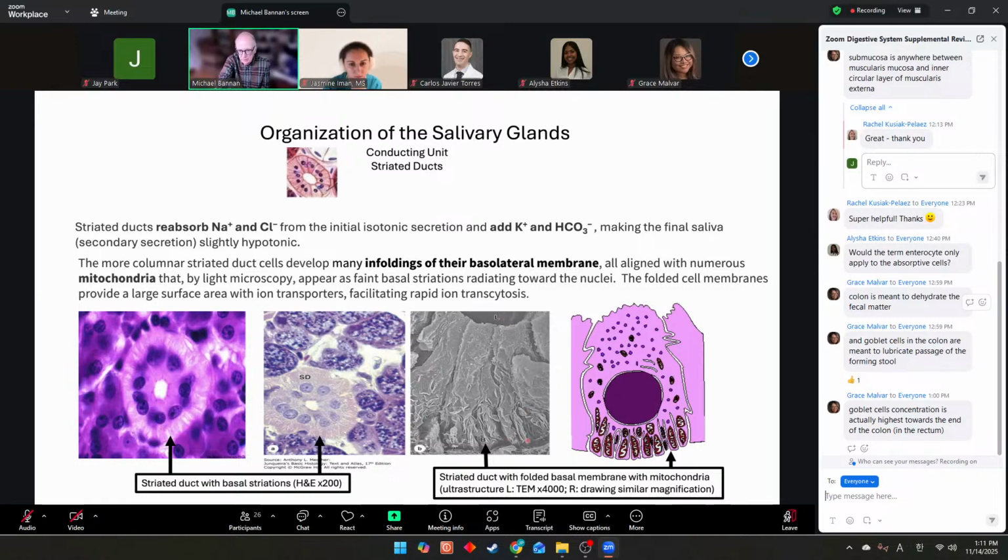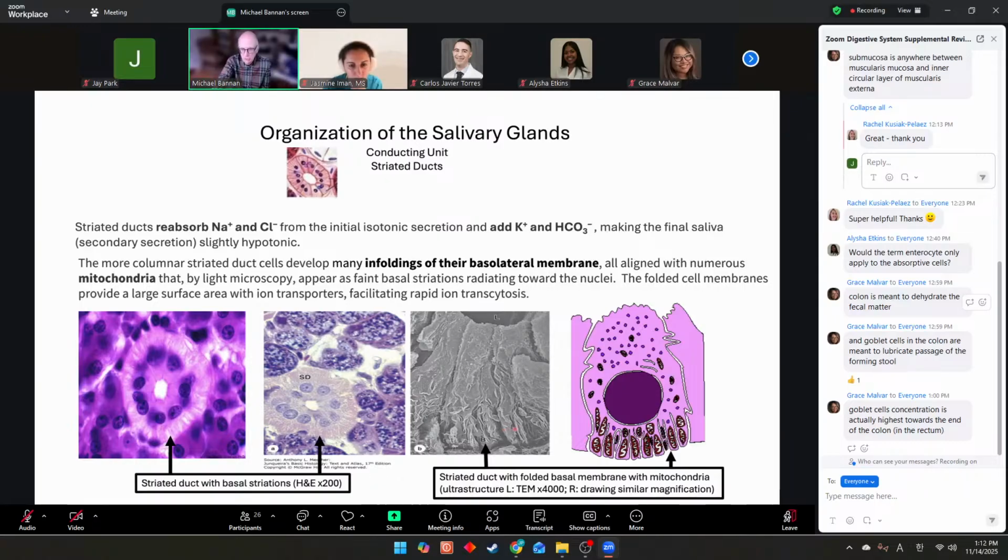And you can see the basal membrane. You see all these folds in the basal membrane. And this cartoon shows that the folds actually are associated with numerous mitochondria. So the folds are modifications in the membrane that allow the cell to perform their function of modifying the electrolyte content of the saliva. And to do that, they have to pump ions across the membrane, so they need energy. So the basal infoldings are associated with mitochondria to provide energy for this transfer of ions across the membrane.